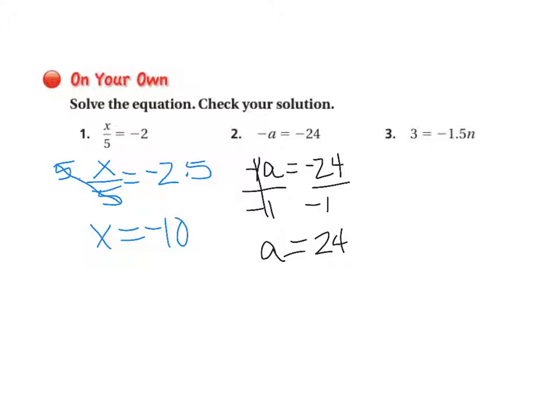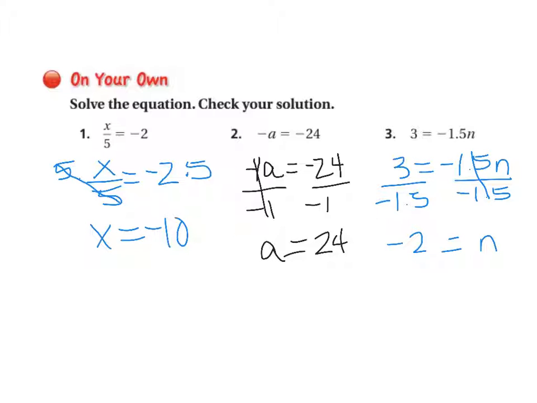Number 3 is 3 equals negative 1.5n. And so we need to divide both sides by our negative 1.5. And when we do that, we get a 1 over there, which leaves us with just an n on the right, and 3 divided by negative 1.5 equals negative 2.